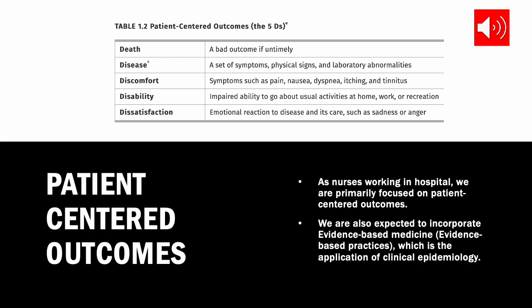So this would even include patients who, say, have COPD and they can't resume their normal activities because they're short of breath even though they have oxygen applied. So this would be considered a disability. And dissatisfaction, so emotional reaction to disease and its care, such as sadness or anger. So we are expected to incorporate evidence-based practice in our hospital settings, and this is the application of clinical epidemiology, and we look at these 5 Ds as a guide for how we can incorporate those things and where we need to place our focus.